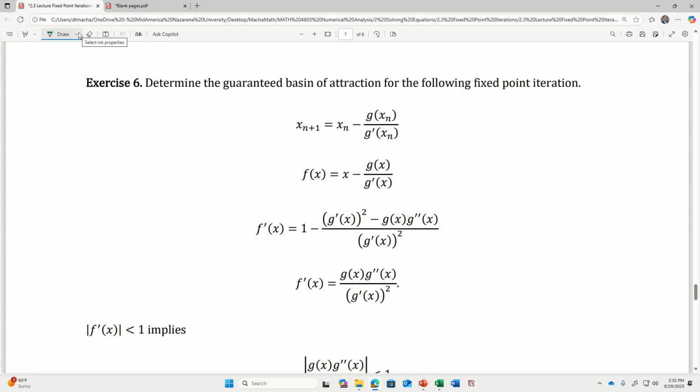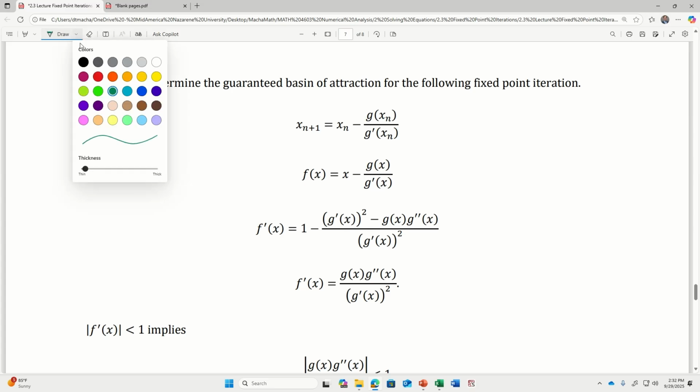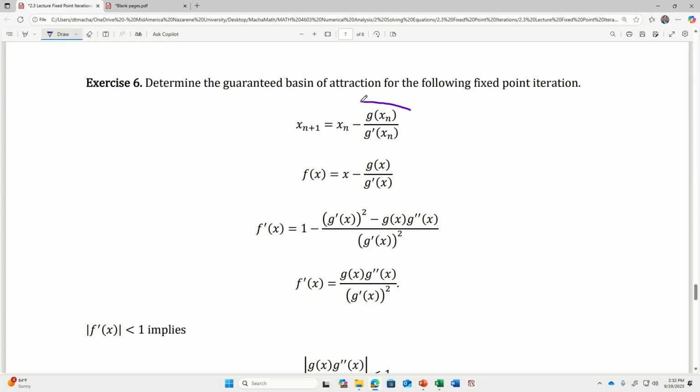All right, exercise 6 says determine the guaranteed basin of attraction for the following fixed point iteration. And when I say following fixed point iteration, this is what I'm talking about. It's Newton's method, or fixed point iteration Newton's method. And I've already typed out the solution, so we can just talk about it. One of the things I need to do is take the derivative of my function f, which is my Newton map in this case. And in this step, when I take the derivative, I'm thinking about the derivative quotient rule.